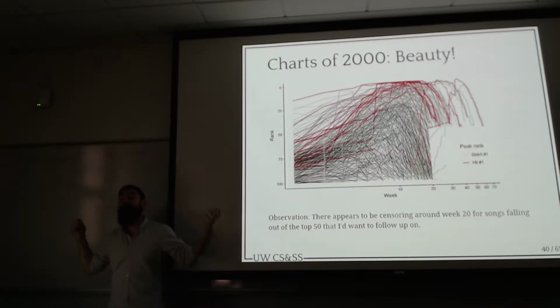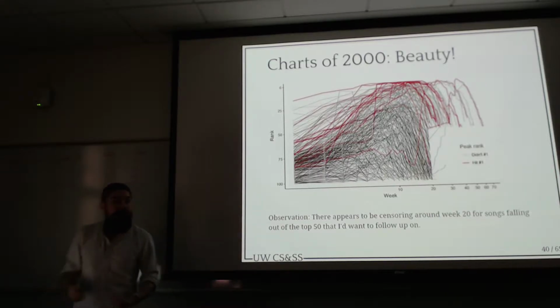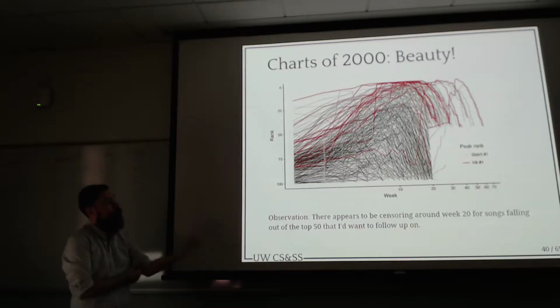I don't actually know why this is the case. I've never bothered to go look it up. But a plot like this reveals that maybe these data are bad for songs that fell out of the top 50. But we're interested in top number 1 songs. Seem to be doing a pretty good job there.